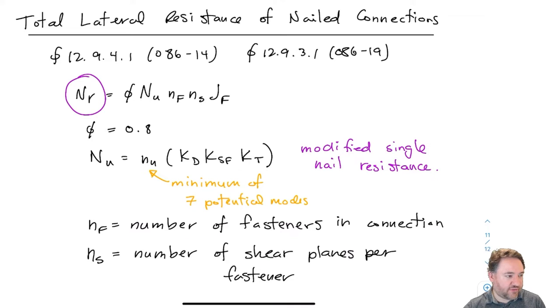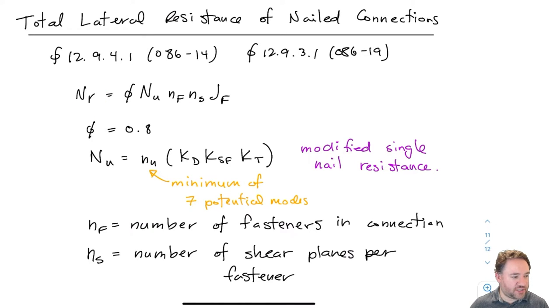And then we have a number of fasteners, NF. So if I have 10 nails, obviously I'm going to have to multiply my strength for each individual nail by 10. And NS, which is the number of shear planes in the connection. So for two shear planes, I'm going to get a double the strength, as we talked about in one of the previous connection videos. And then we have this catch-all modification factor, JF, which includes four different conditions that we need to consider. So we multiply all these things together and we get our total connection strength.